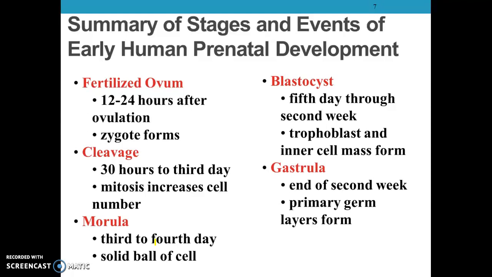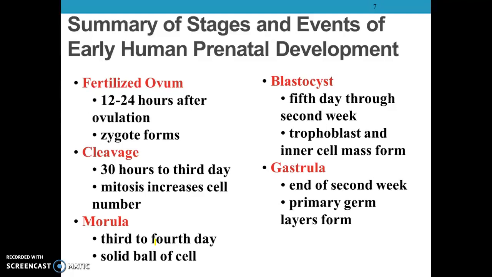Cleavage is when the cells start to split. So 30 hours to the third day is when the cells are going to start to split and divide. Mitosis increases the number of cells. 30 hours to the third day is while this is taking place. The cells are starting to divide. So we go from 2 to 4 to 8.